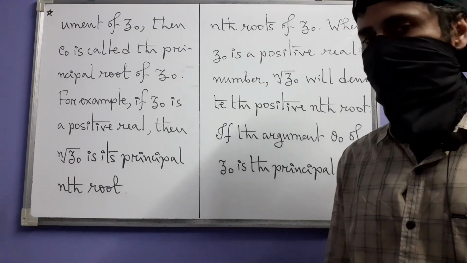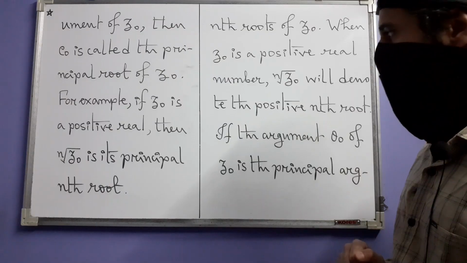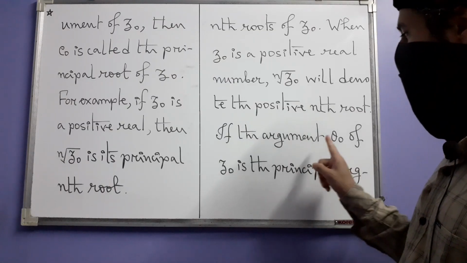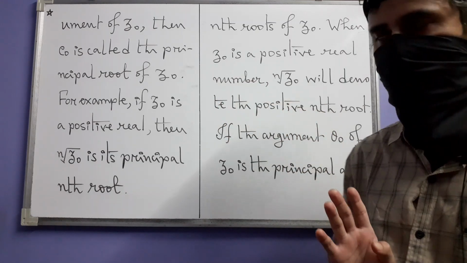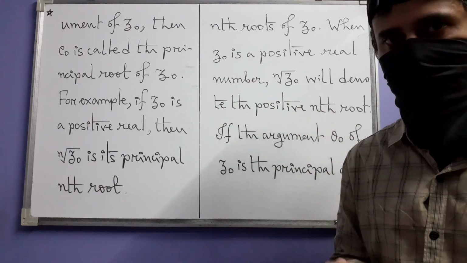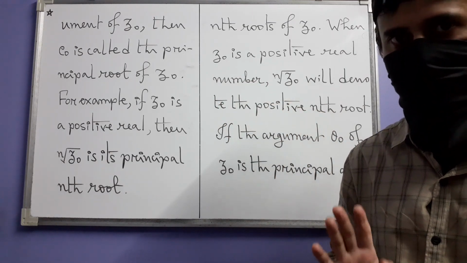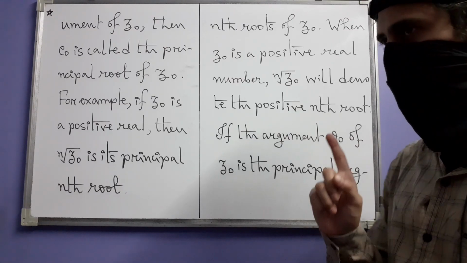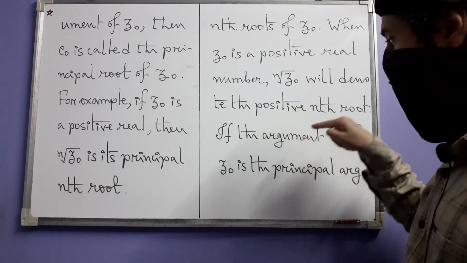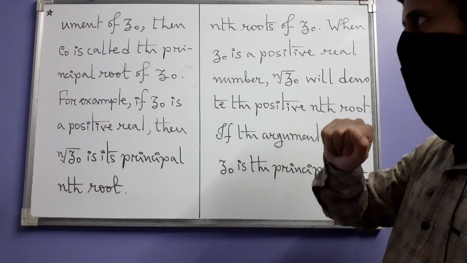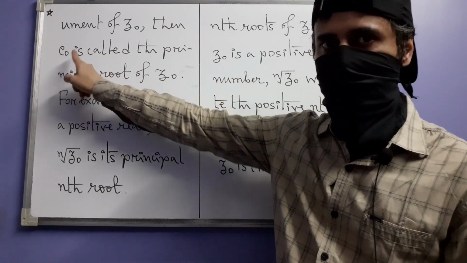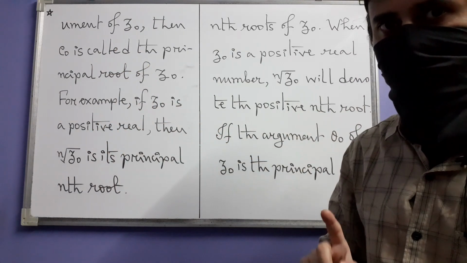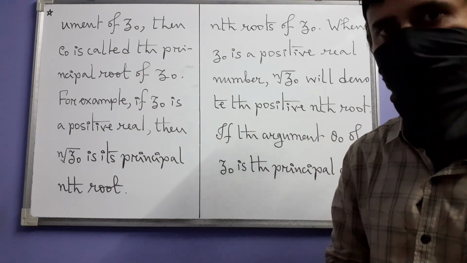Now you may or may not have noticed in our calculation this fact that the argument theta 0 of z0, which we had from the beginning, may be any argument of z0. z0 has infinitely many arguments, but of course it has one principal argument. If your theta 0 is that principal argument, then the nth root c0 is called the principal root of z0, or the principal nth root.